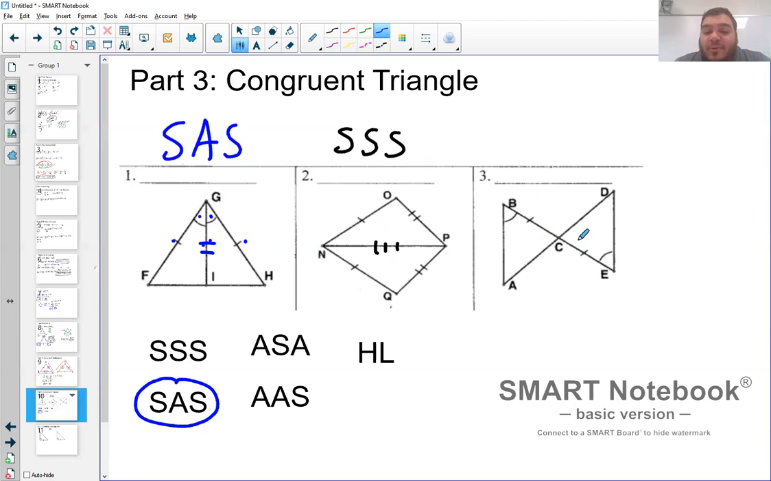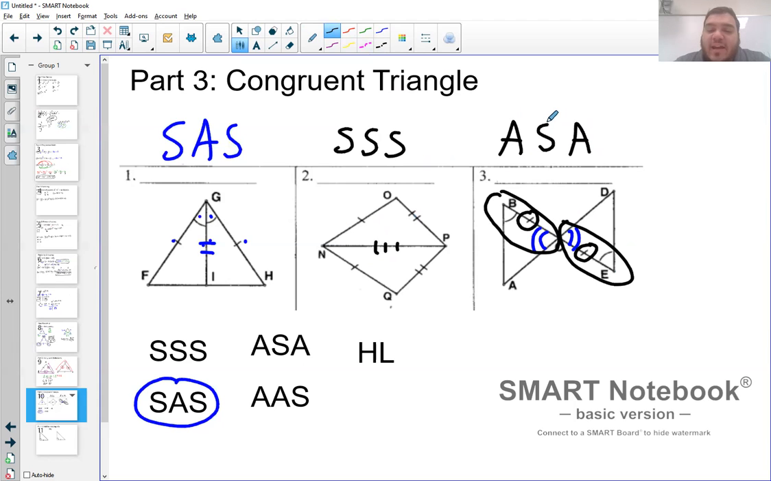This one, we have some invisible information, and that is that these 2 angles are vertical angles, so they match each other. Now in here, I have angle, side, angle. Here I have angle, side, angle. The side is touching the 2 angles. So I have to make the name of a side touching 2 angles. So the type of it is ASA.